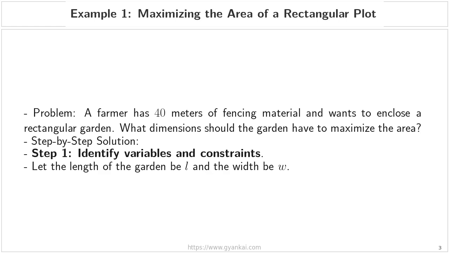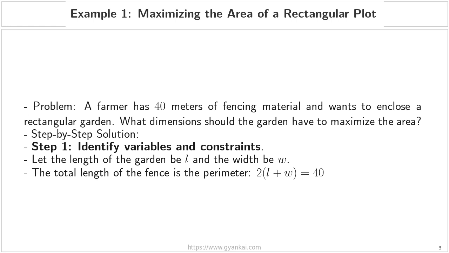First, we need to assign symbols to the unknown quantities. Let the letter L represent the length of the garden and the letter W represent the width. Next, we must identify the constraint.